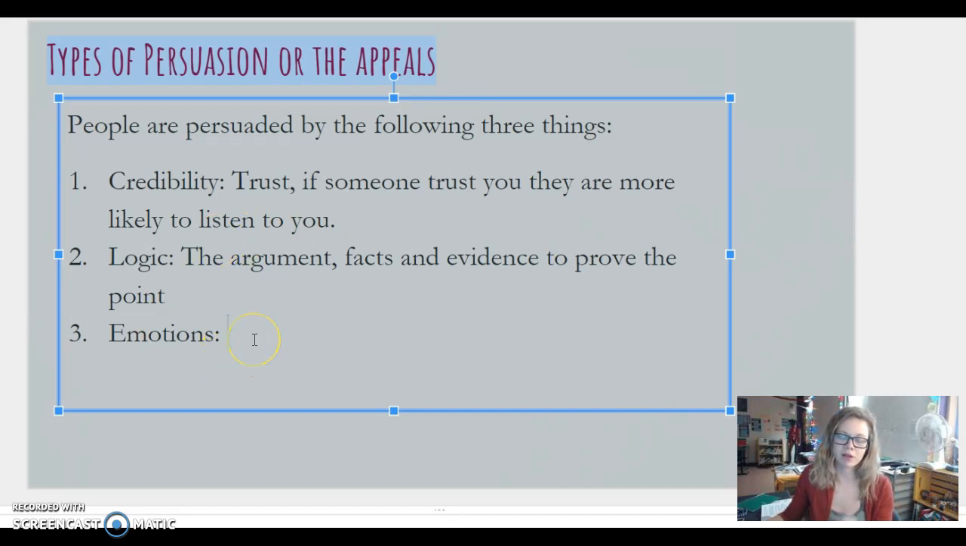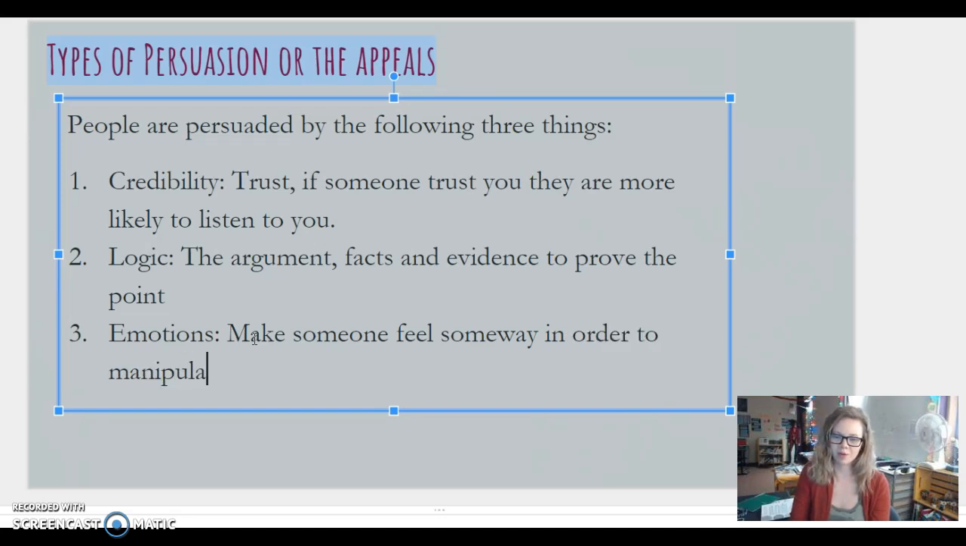The last type of appeal is the emotional appeal. So basically, if you can make someone feel sad or happy or angry about something, it can convince them to do something. So if you want them to not do something, you might make them angry about that thing so they don't want to do it, or sad about it so they don't want to do it. Commercials use this a lot. So make someone feel some way in order to manipulate them. Yes, I did just use the word manipulate, okay?